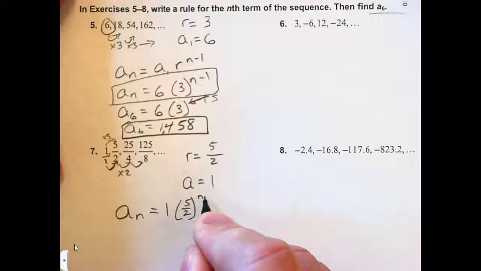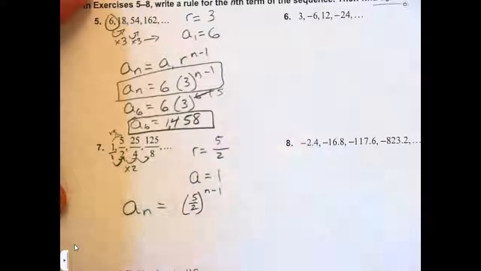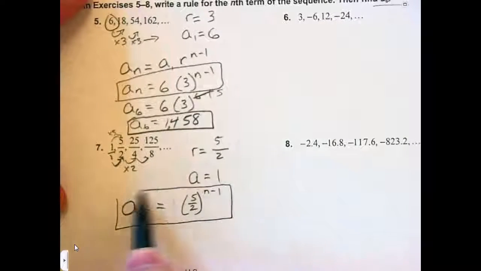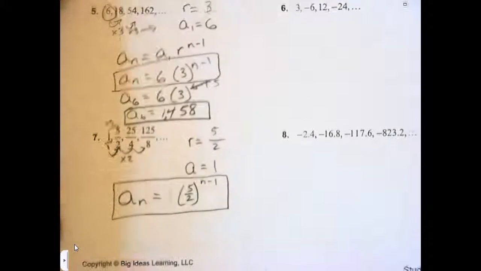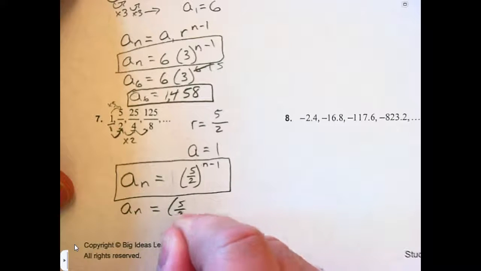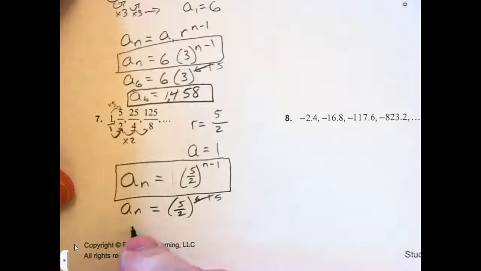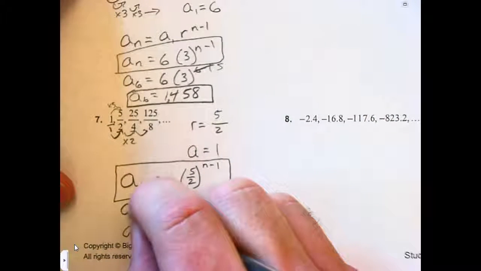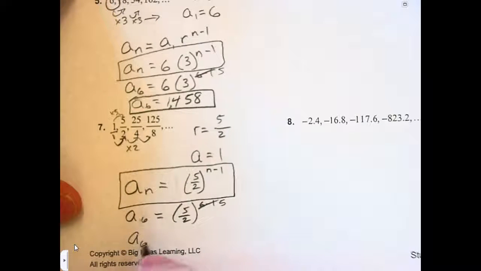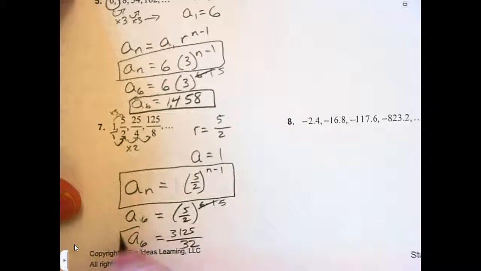And do we need the 1? No. Okay, just kind of get rid of that. Anything times 1 is itself. And so when we plug in that 6, it makes that 5 up there. So that should be a sub 6. A sub 6 is equal to 3,125 over 32. Make sure you're raising both parts to the 5th power.